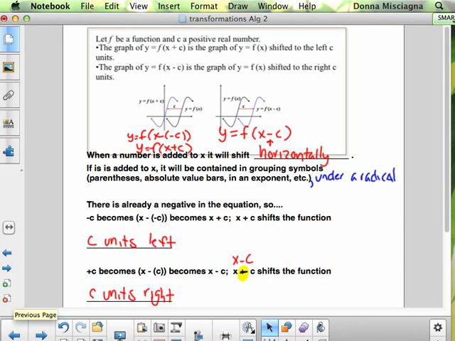So notice that the black graph is the parent graph. It moves c units to the left. And if we see y equals f of x minus c, that would be c units to the right. So when a number is added to x, and you can fill this part in your notes, when a number is added to x, it will shift horizontally. If it's added to x, it will be contained in grouping symbols. Parentheses, absolute value bars, in an exponent, under a radical. So add this part to your notes.